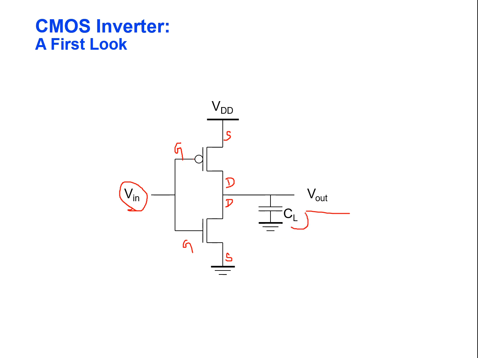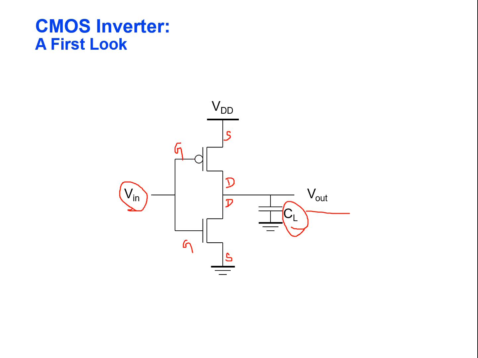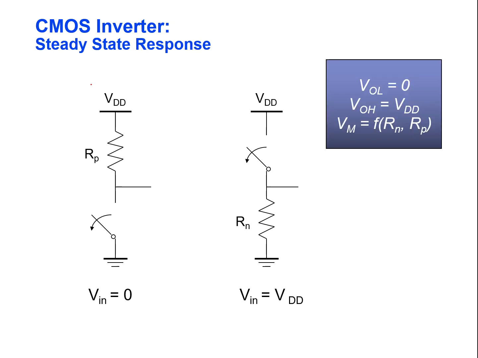There exists a parasitic load capacitance that is represented with CL on your output side. If you consider the steady state response of the CMOS inverter, if I am giving my Vin as 0, for this case my PMOS will be in on condition and NMOS will be in off condition. As PMOS is in on condition, it acts as a closed switch. As NMOS is in off condition, it acts as an open switch. That is represented in this steady state response.